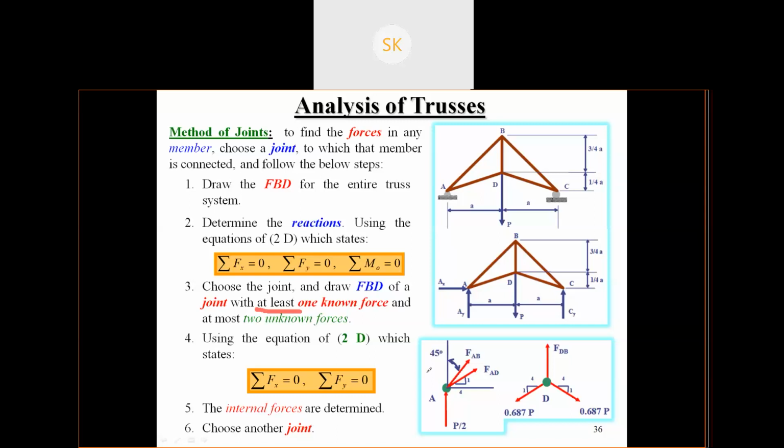Again, let's move to another joint. Suppose this is the A joint. If you draw a free body diagram of this, it is in a 90-degree position. This is probably 45 degrees. So this will be FAB, and this is FAD.